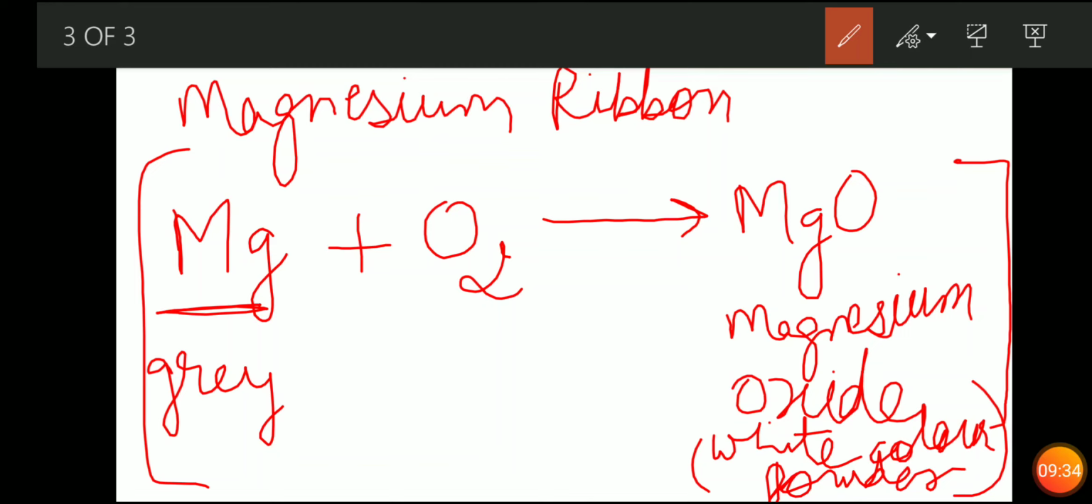For better understanding of the teacher, you will write magnesium, and below it, plus O2. O2 is your oxygen, indicate through an arrow, and then write MgO. This MgO is your magnesium oxide. Now below Mg simply write grey, O2 is oxygen, and MgO is white color powder. So this indicates that the gray color of the substance changes to white color powder. So this magnesium oxide is formed due to a chemical reaction.